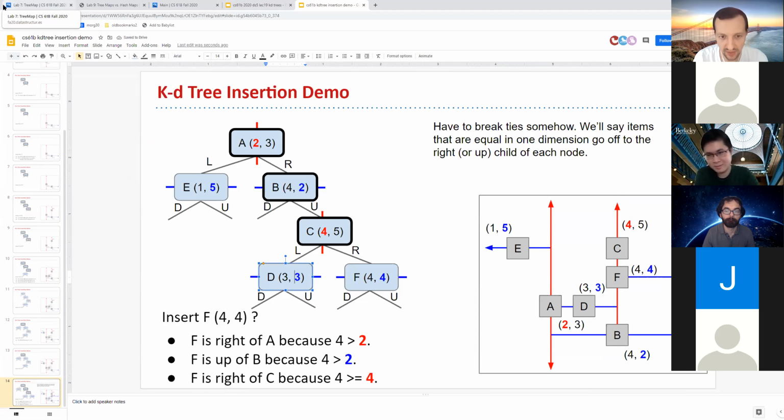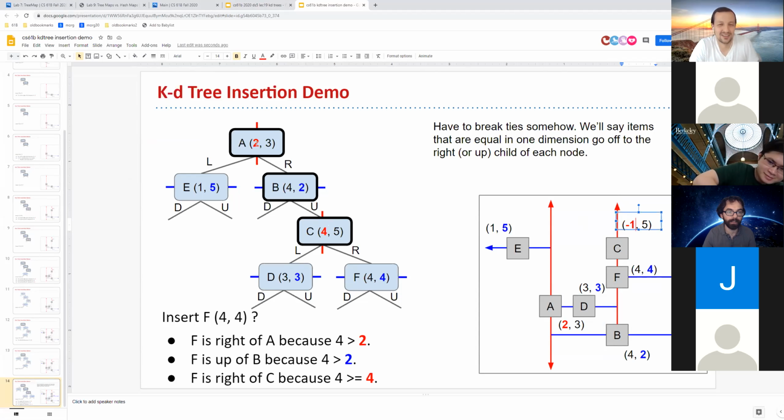I was confused about, let's say we had the node C, what if it had a -1? How did it end up on the right side then? If C had -1 as the x coordinate. Got it. If this had been -1, then it would not have ended up here, because it would have been this initial comparison and would have been sent to the left of A. So it can't happen.